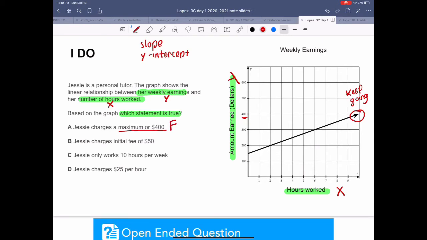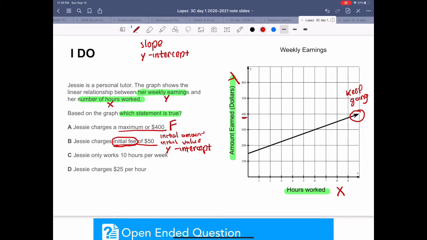Next one, initial fee of $50. Now, another word for initial: fee, initial amount, initial value. So I'm going to go ahead and write all those: initial fee, initial amount, initial value. That all means the y-intercept. So let's go ahead and look at the y-intercept of this particular problem.